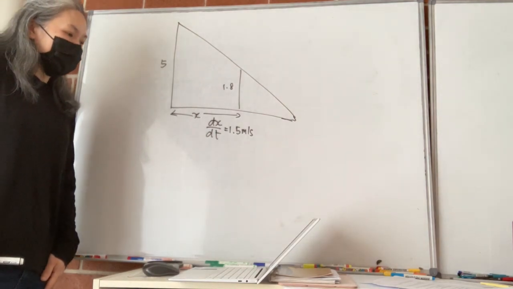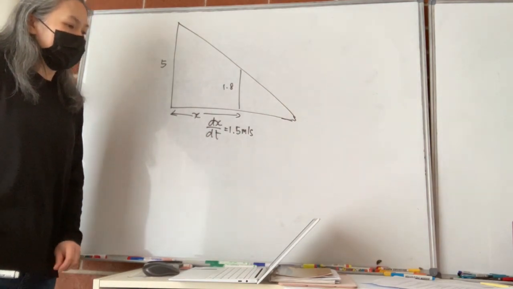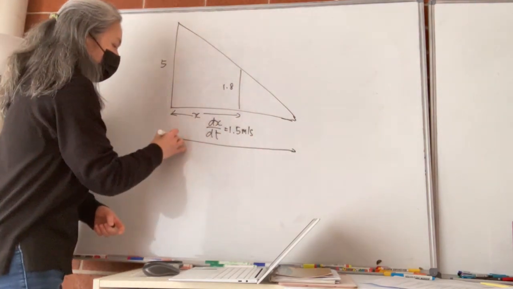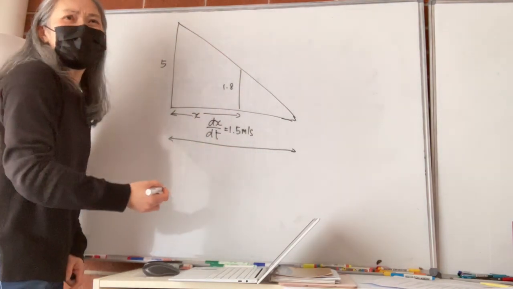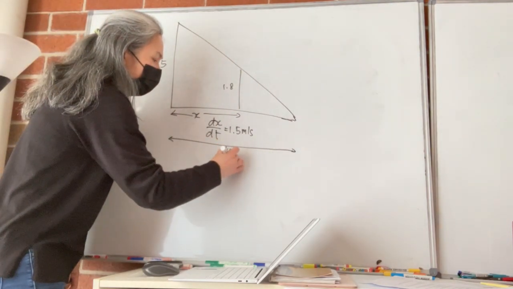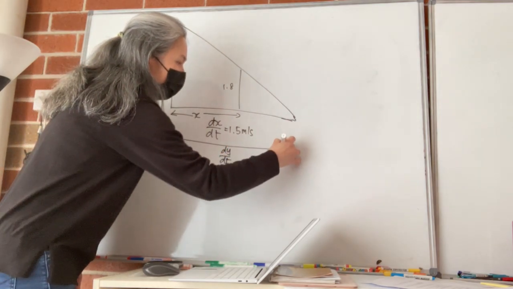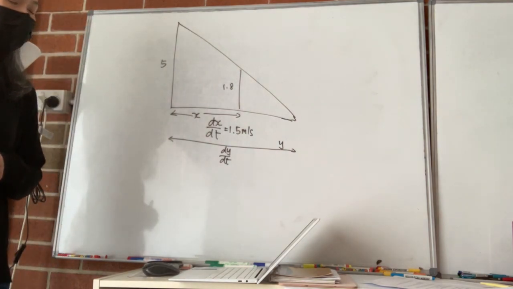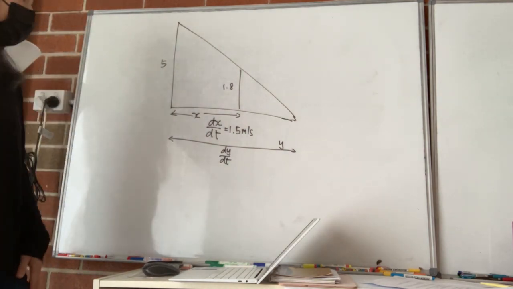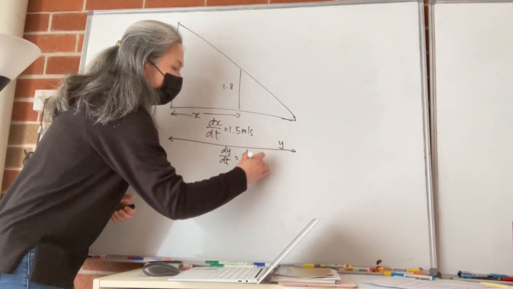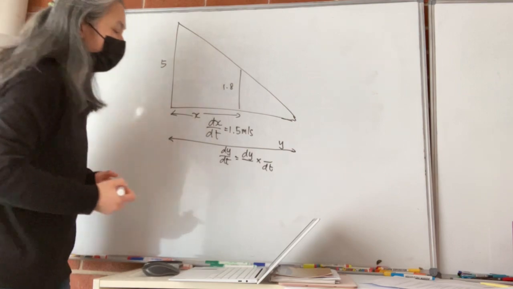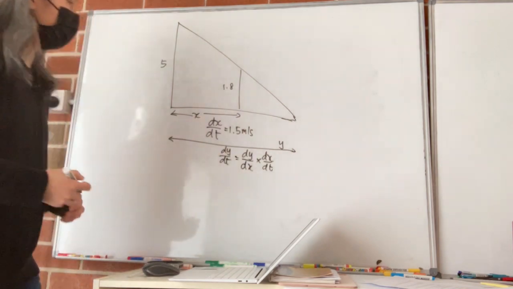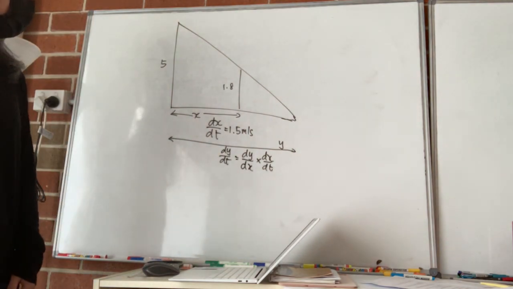The first thing: find the speed at which the tip of the shadow is moving. So you are looking for this thing, call it y, so dy/dt. This is your y, the whole thing, the tip of the shadow. That means you have dy/d-something times d-something/dt, and that something has to be x, most likely.